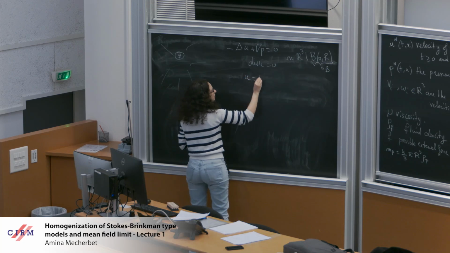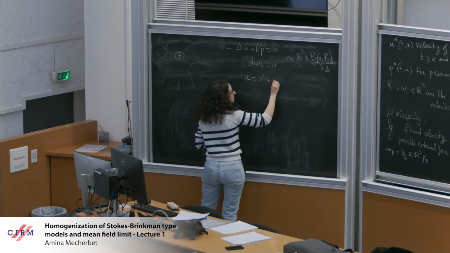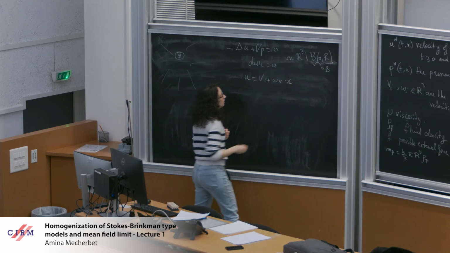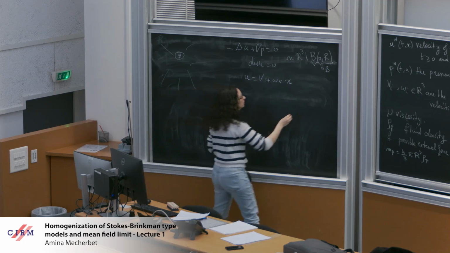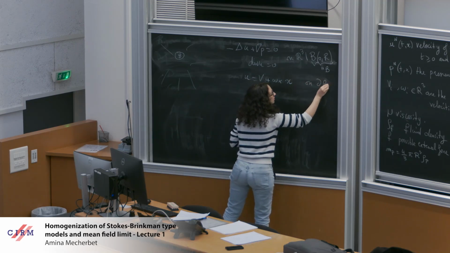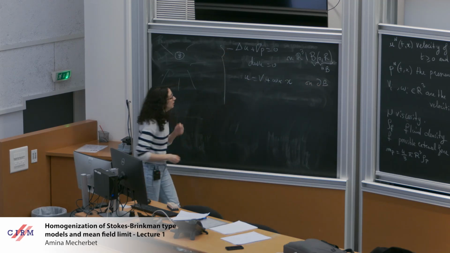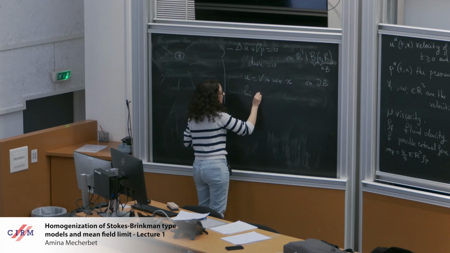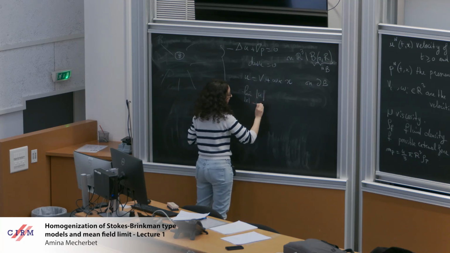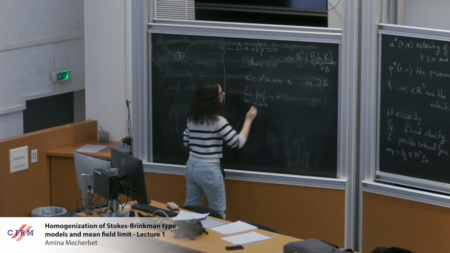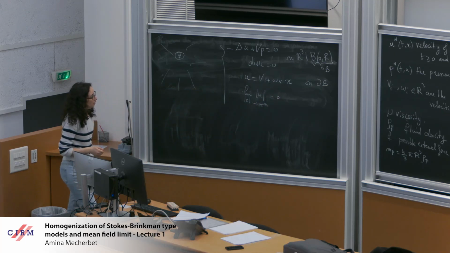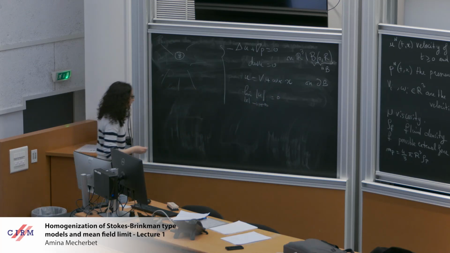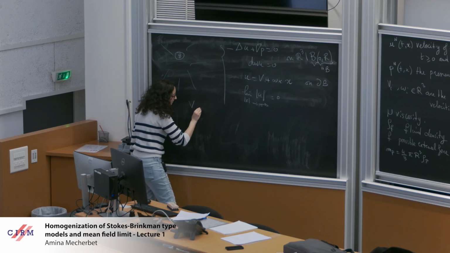And so it is a rigid motion in the ball. And since you are in the whole space, we assume that the limit fluid velocity at infinity is 0. Here V and omega are given.